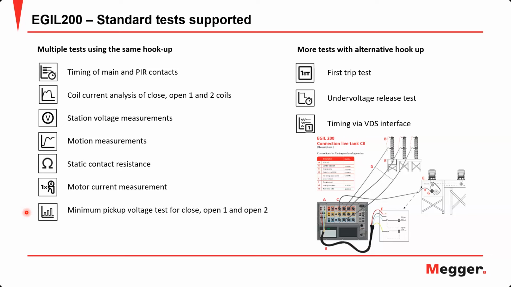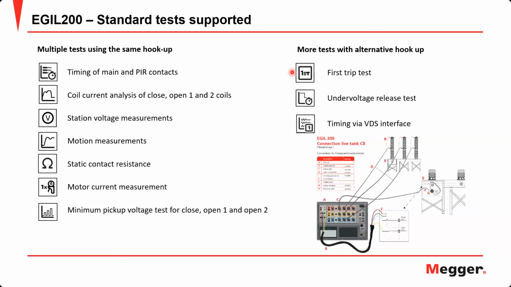We also have alternate testing methods like the first trip test. In this test, let's say you have a breaker that has not operated for a long time. You know that if you open it or perform an operation for the first time, it might take a bit higher time for opening because the lubrication might have dried out. So you don't want to lose this information.